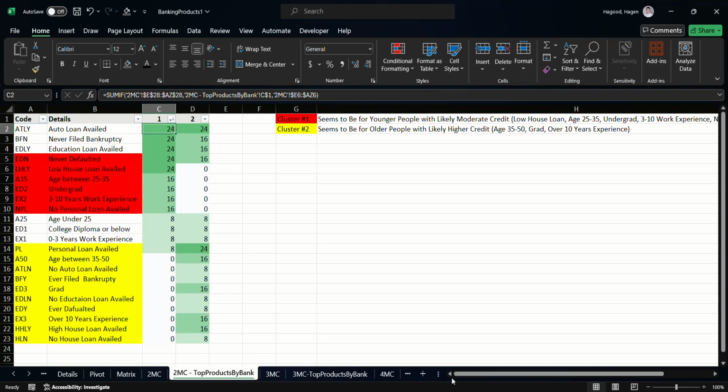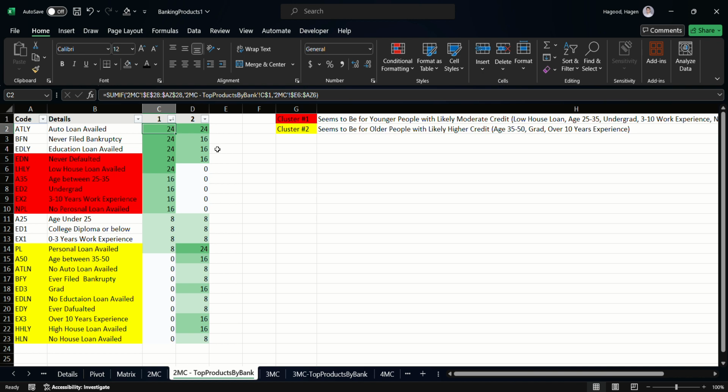Next, it was time to evaluate the clusters. First, I evaluated the 2 cluster data. I had these different data points grouped into cluster 1, and then these codes were grouped into cluster 2. And as you can see, there was a lot of overlap here.